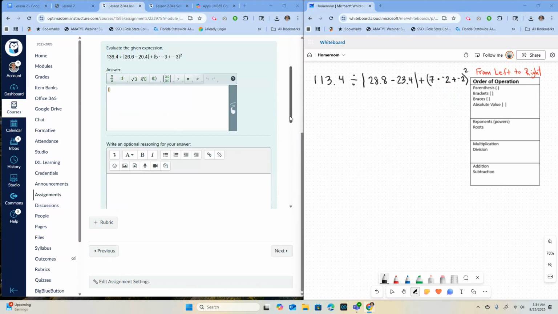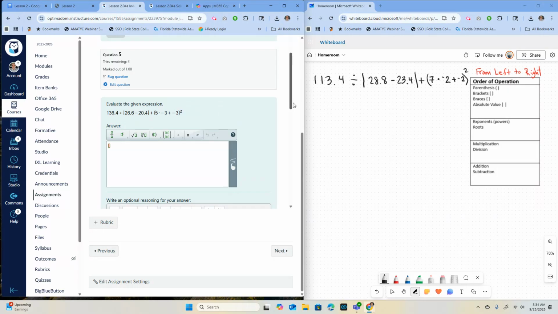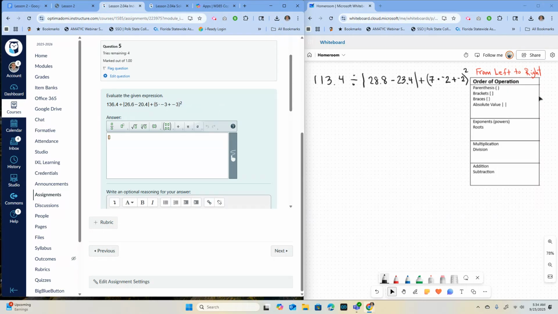All right, here's problem number 5. And again, we're using order of operations to simplify this numerical expression, to evaluate it, to work it out. We're going to follow the checklist. So let's check this numerical expression. Let's check if we have any of these: parentheses, brackets, braces, or absolute value. And in fact, I have 2 of them. Now remember, you're doing it from left to right.